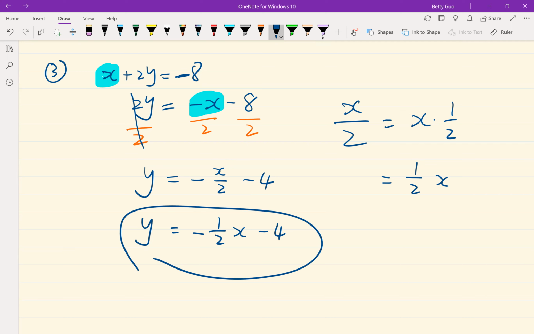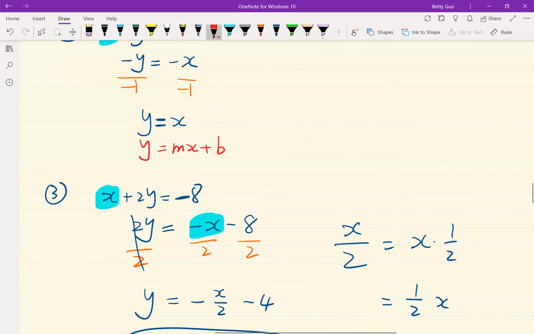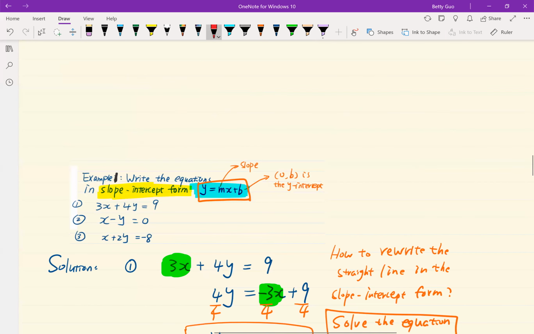And tell me please, what's the slope? The formula is y equals mx plus b, right? What's slope m? Negative half, right? What's the y-intercept? 0, comma, negative 4, all right? All right, do you have any question about this example?